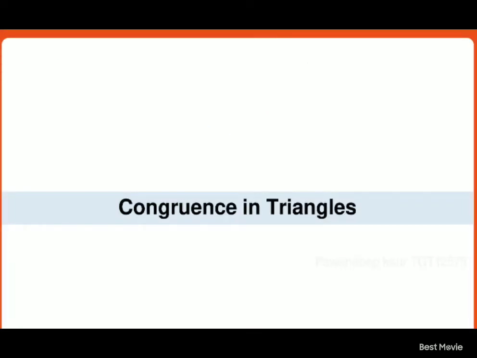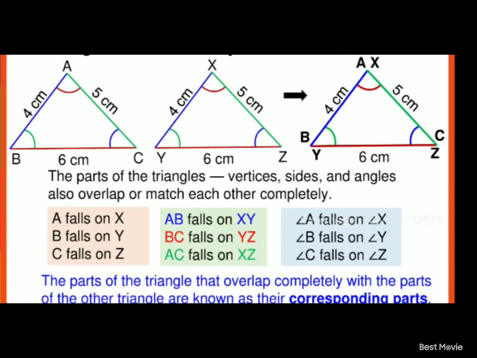Next topic is congruency in triangles. So what do you mean by this? Let's go through one example. Here you are able to see triangles ABC and XYZ. The third one is the result of the overlapping of these two triangles. So the parts of the triangles, like vertices, sides and angles, overlap or match each other completely. When we keep both triangles over each other, they completely overlap, as A falls on X, B falls on Y, C falls on Z. Similarly, sides and angles also completely fall on each other.